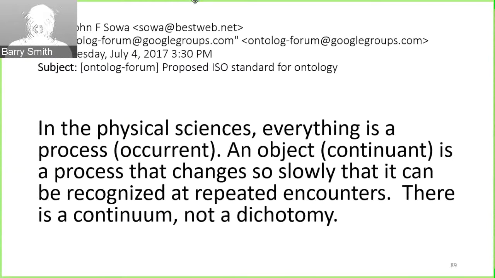Therefore, everything is gray. Now, John's characteristic argument is that there is a continuous transition between continuant and occurrent, but he makes an even stronger claim. Therefore, everything is an occurrent, at least in physics. That's what he says. An object is a process that changes so slowly and so on. So he says that this is, he says biology is a physical science. That was here.